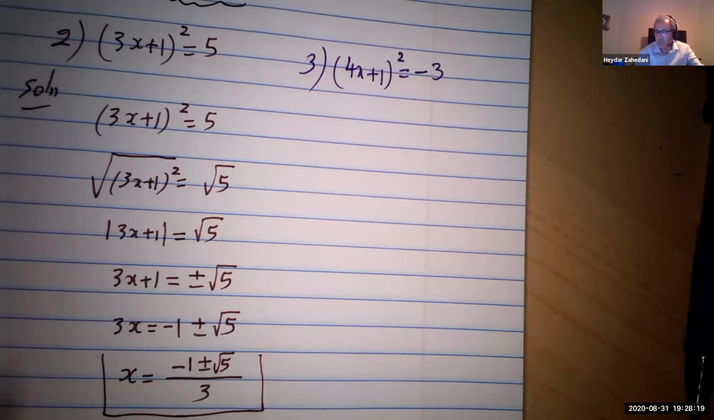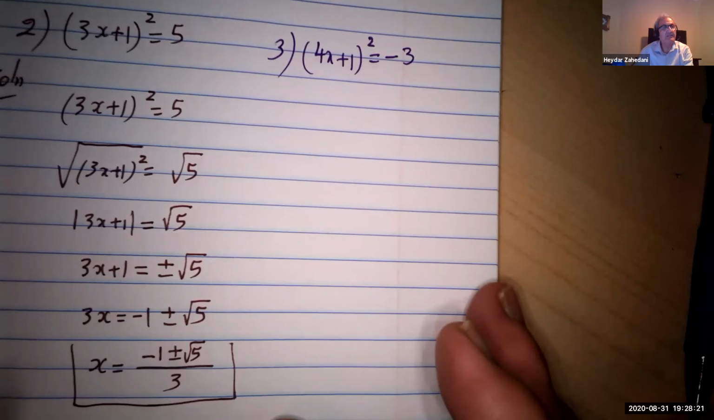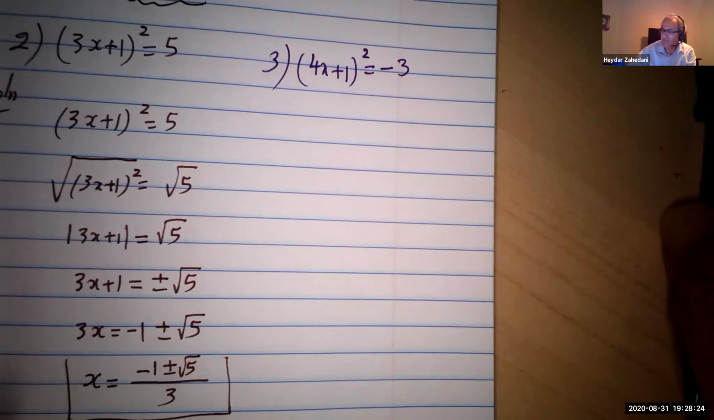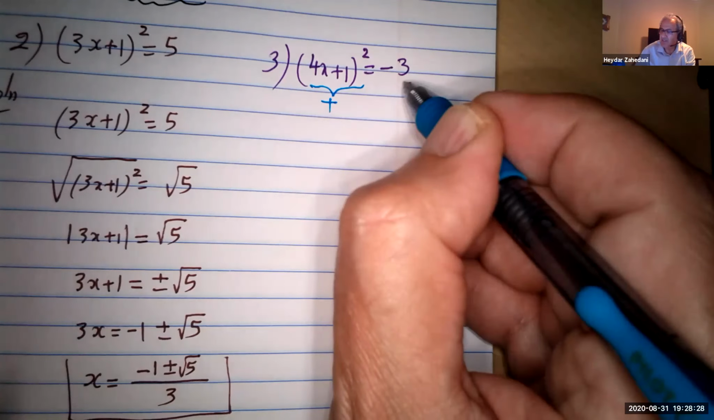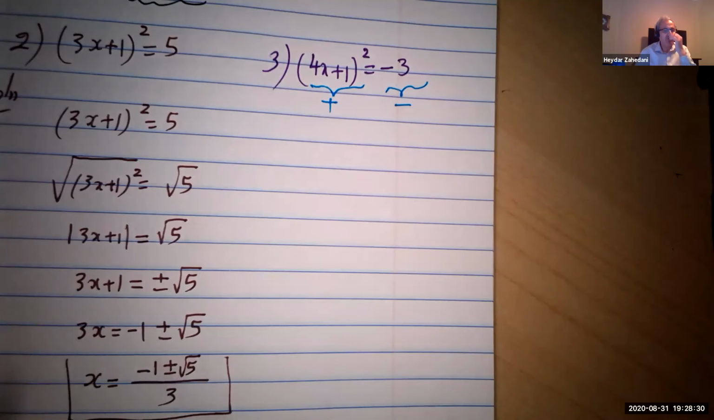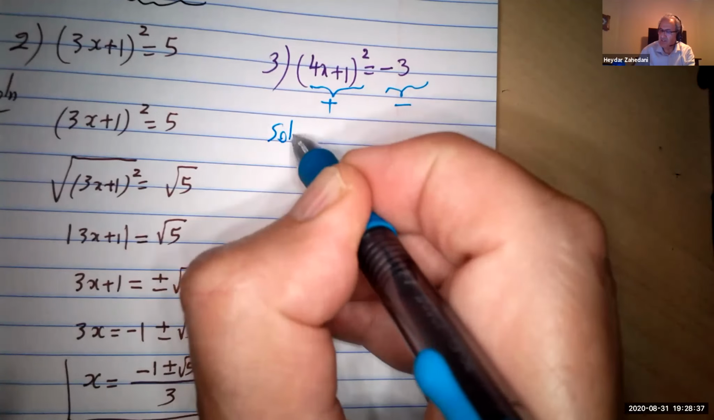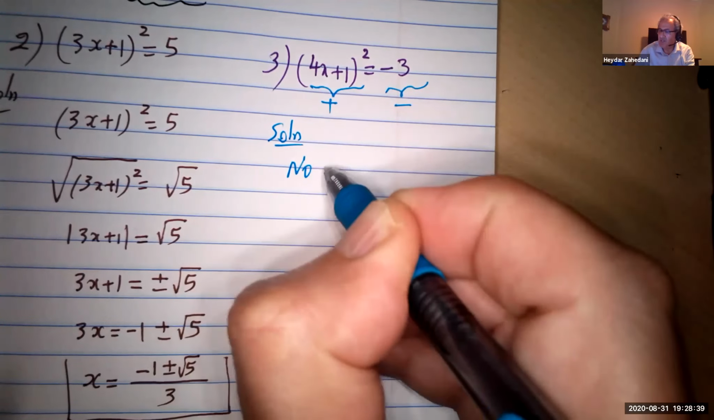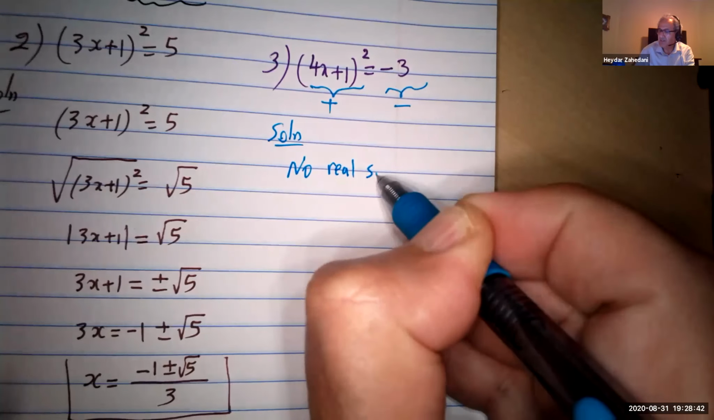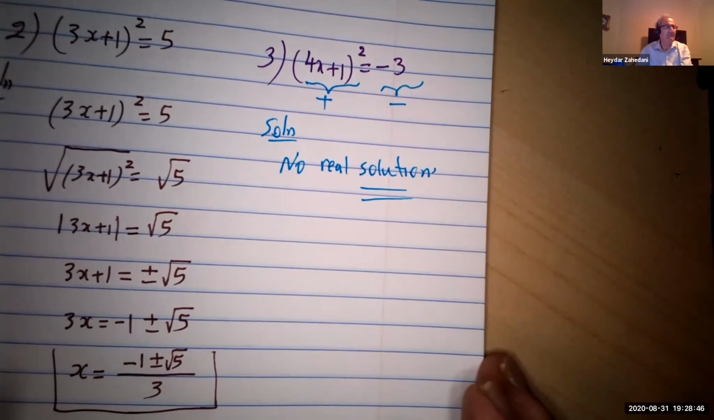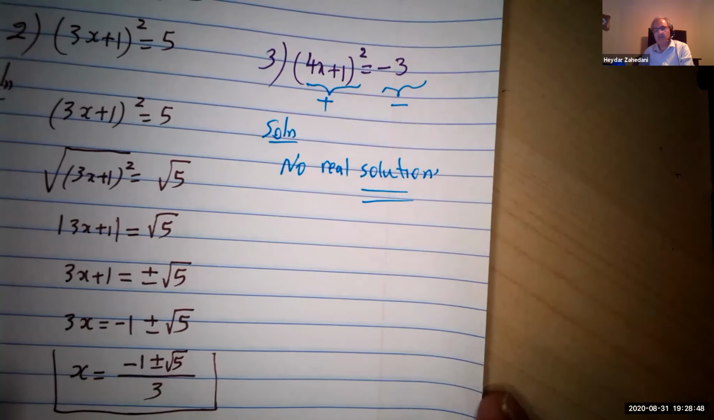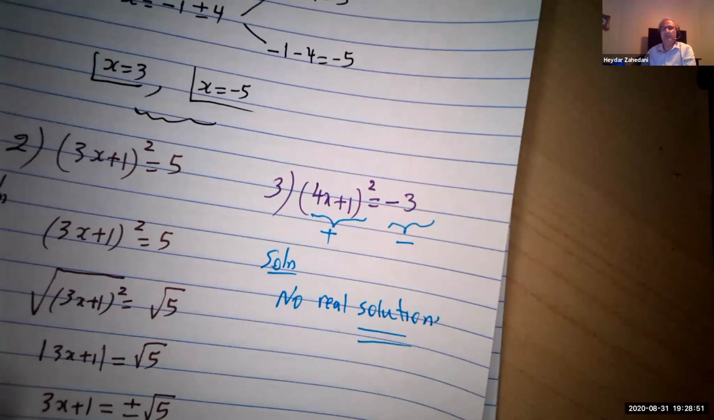You can simply say there is no real solution. This is a positive number, and this is a negative number, so we cannot have a positive number equal to a negative number. So in this case, there is no real solution. You are going to have a solution with complex numbers, but since we're dealing with real solutions, we don't have a real solution, and we are done.